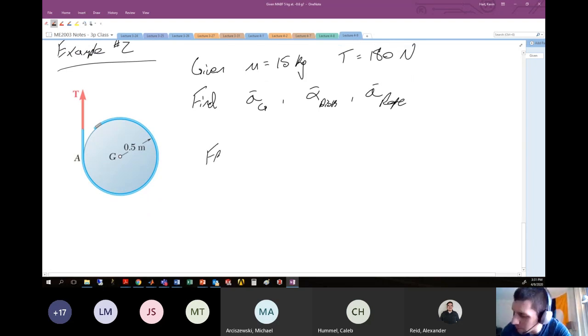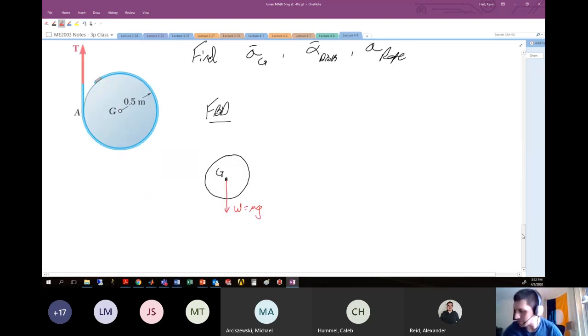First, free body diagram. Here's our disk. We have the center of this disk, which is our center of gravity, which is point G. Obviously, this thing's got some weight, and we'll say that that acts at the center of gravity. It acts downwards. This is W equals mg, the mass of this disk times gravity. And also, we see that we have this rope that's wrapped around this guy.